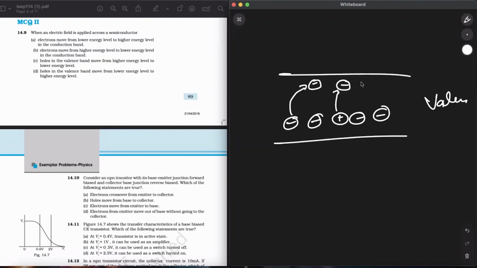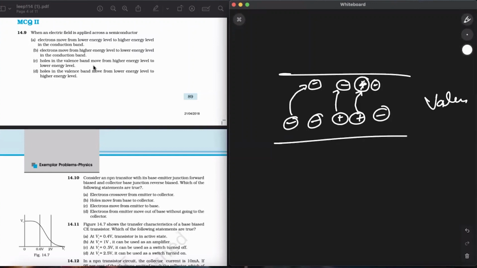So this hole, there's originally a hole over here because there's an absence of electrons. When this electron reaches this point, it will be consumed by a hole. So the holes are moving down, electrons are moving up. All right, simple. So holes in the valence band move from a higher energy to lower energy, since the electrons move from a lower energy to a higher energy in the conduction band, obviously.